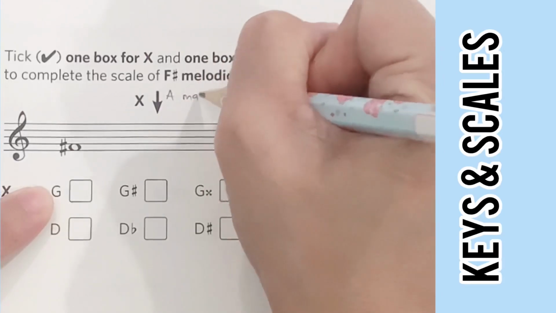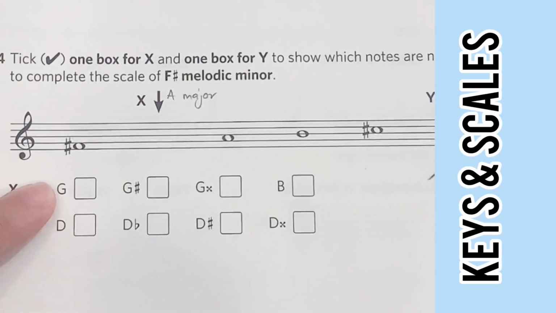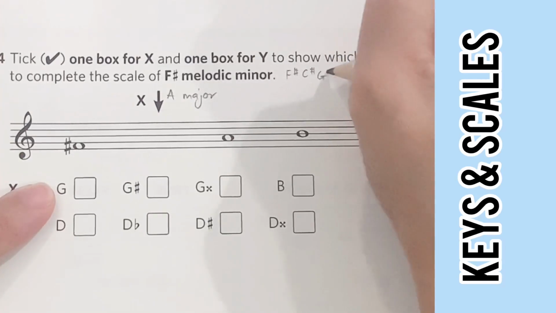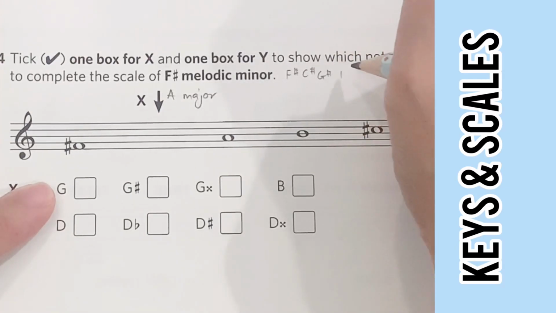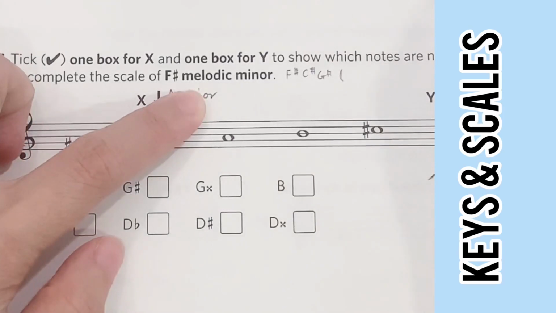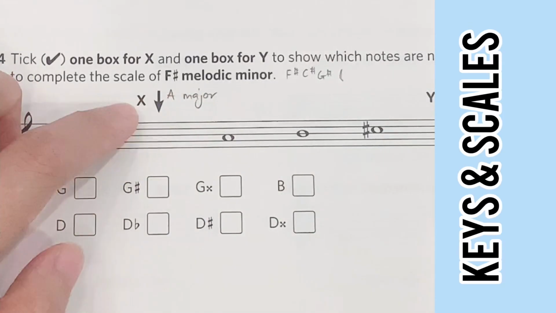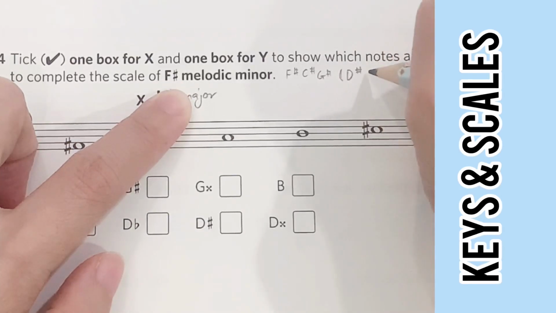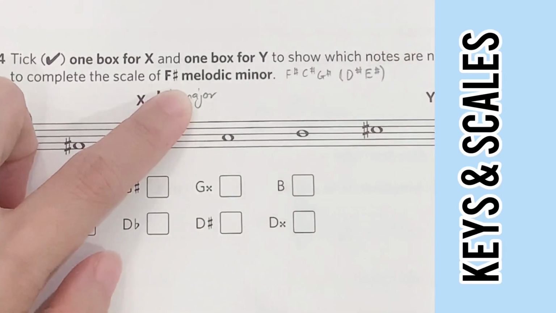Next question. F sharp melodic minor shares the same key signature as A major. So we have A, F sharp, C sharp, G sharp, and the raised 6th and 7th note because it's an ascending scale. So it would be D sharp and E sharp.